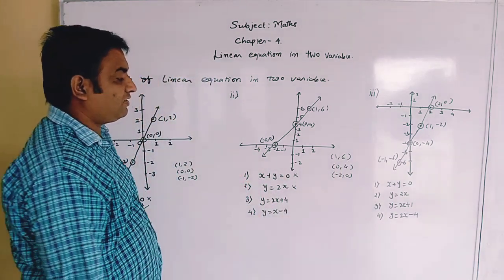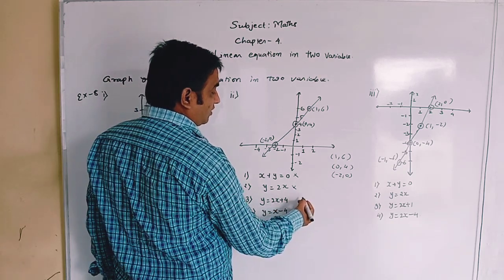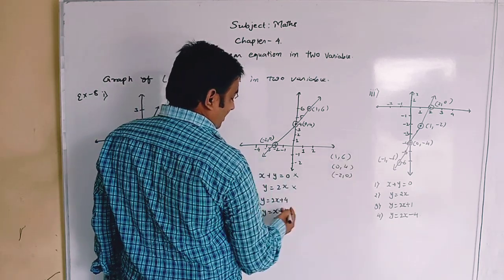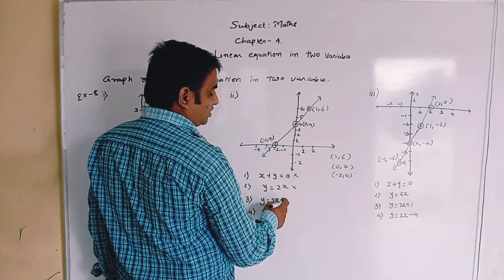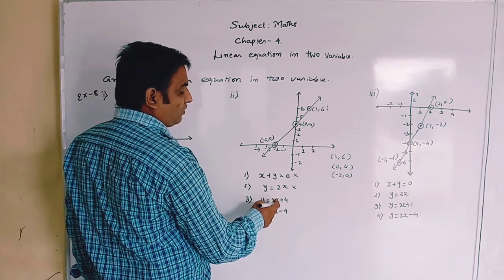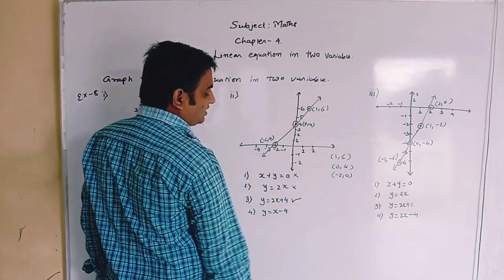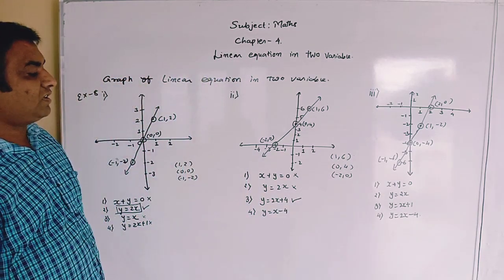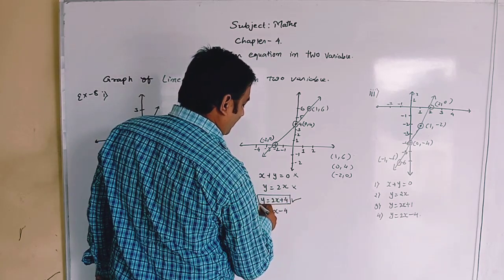Now substitute x equals 1 in this equation: 2 times 1 is 2, plus 4 is 6, that is correct. Substituting x equals 0: 2 times 0 is 0, plus 4 is 4, that is correct. Substituting x equals minus 2: 2 times minus 2 is minus 4, plus 4 is 0. So this equation satisfies all 3 points, and y equals 2x plus 4 is the correct option.